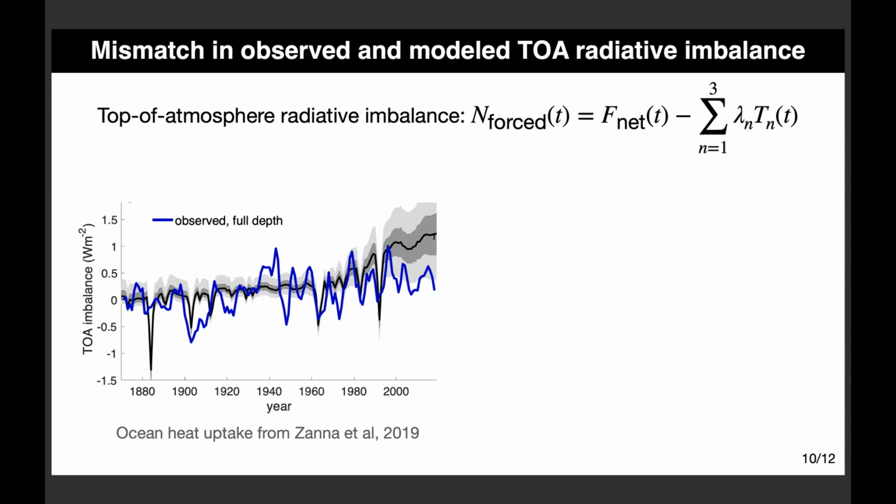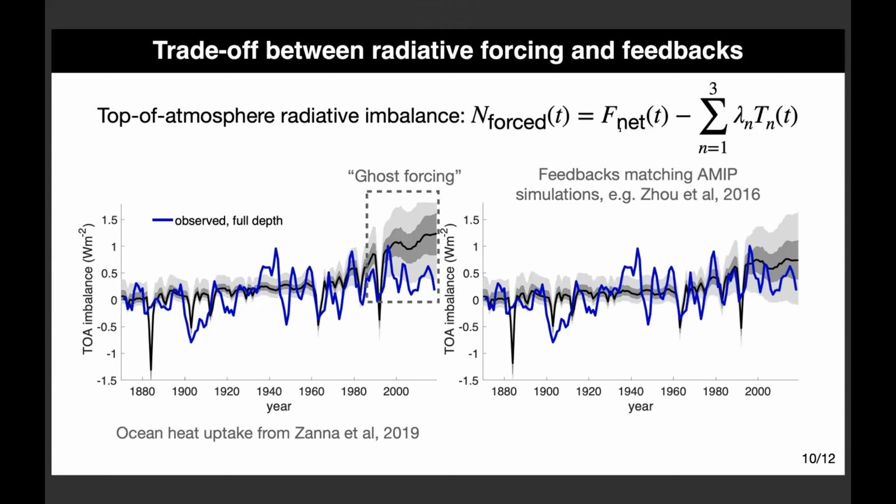One way to get these two to match is by decreasing net forcing, by having more negative aerosol forcing. But another way to reconcile the two is by increasing the radiative damping. So as a heuristic example, we change the feedbacks. Instead of being from coupled models, we make them match the AMIP simulations. And then we get this figure on the right where the offset is much less noticeable. We call this offset a sort of ghost forcing, which inversions can attribute either to a need for more negative net forcing, FNet, or rather to a need for stronger radiative damping.